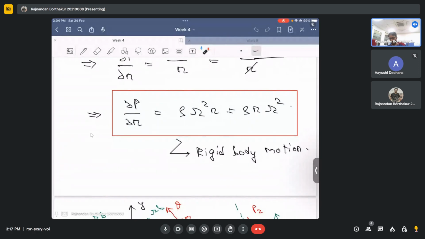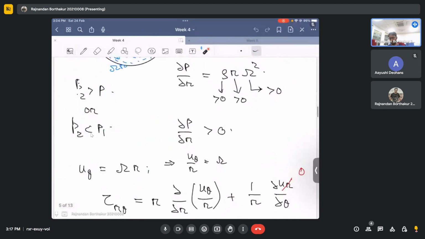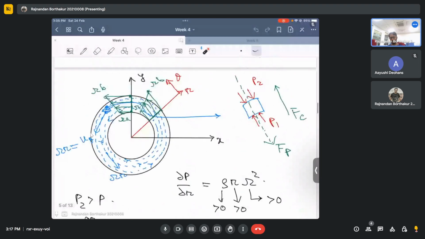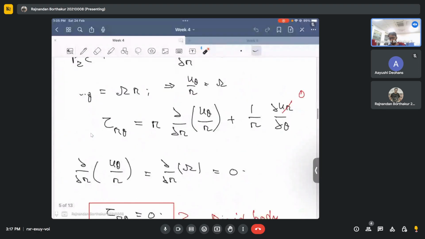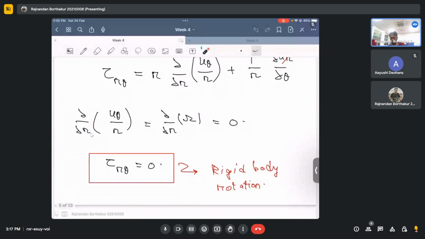As you can see, this very expression suggests that there is now a rigid body rotation. Then we looked at the direction of this del P by del r and the centrifugal force. And we saw why this is known as a rigid body motion or rigid body rotation: the very fact that tau r theta, the viscous shear stress in the r theta plane, goes to 0.